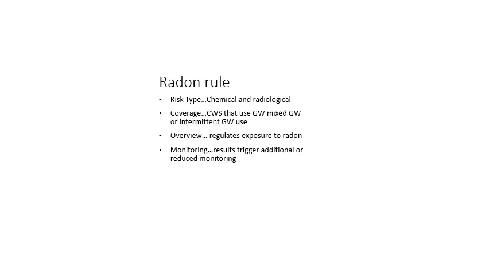Radon rule. Risk type: chemical and radiological. Coverage: community water systems that use groundwater, mixed groundwater, or intermittent groundwater use. Overview: regulates exposure to radon. Monitoring: results trigger additional or reduced monitoring.